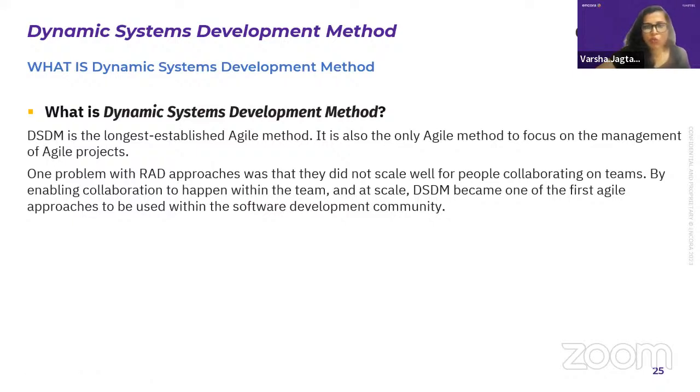It is also the only agile method to focus on management of agile projects. The only problem with RAD approaches was that they did not scale well for people collaborating on teams. By enabling collaboration within teams and at scale, DSDM became one of the first agile approaches used within the software development community. It was developed around 1994, I guess.